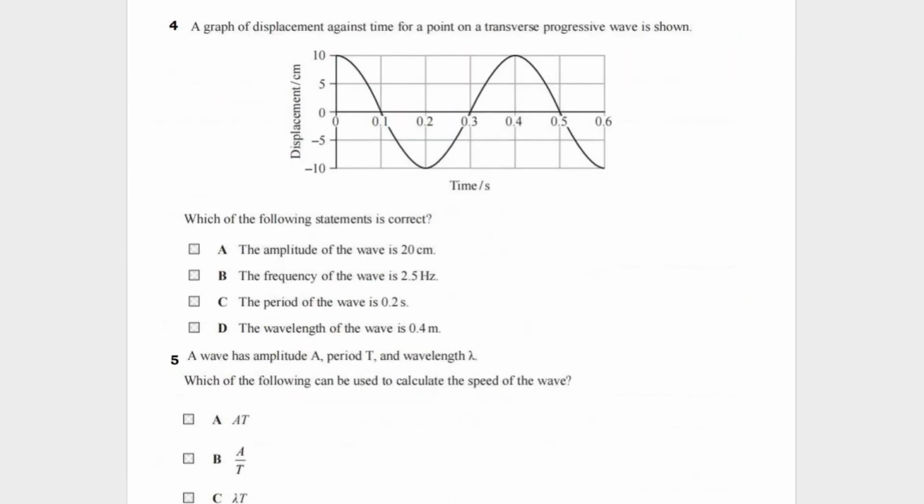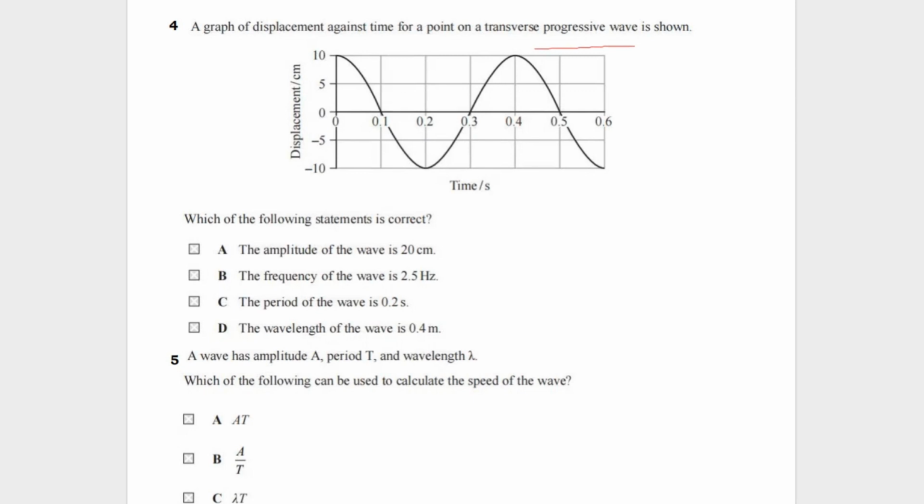Then question number 4, a graph of displacement against time for a point on a transverse progressive wave is shown. So here we are dealing with the progressive wave. We have one more kind of wave which is called a stationary wave or standing wave. We'll be discussing that soon. So in this graph, which of the following statements is correct? So we can check each option.